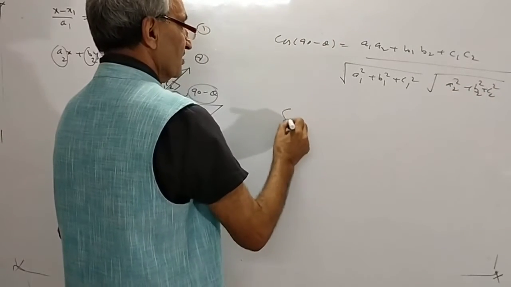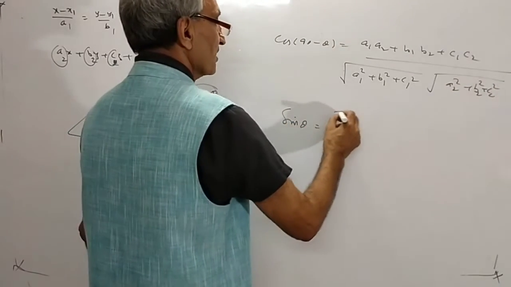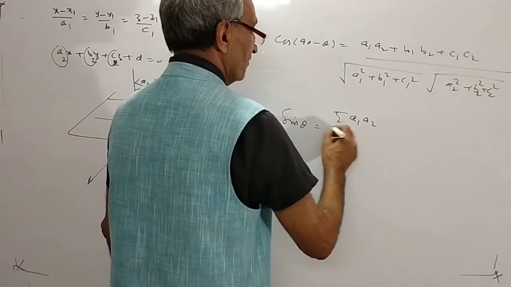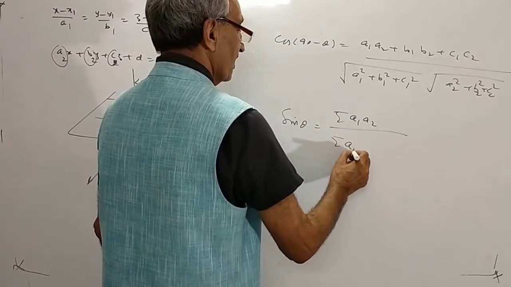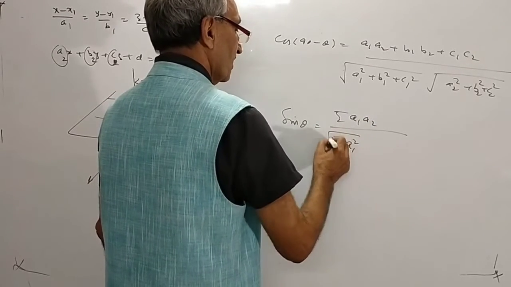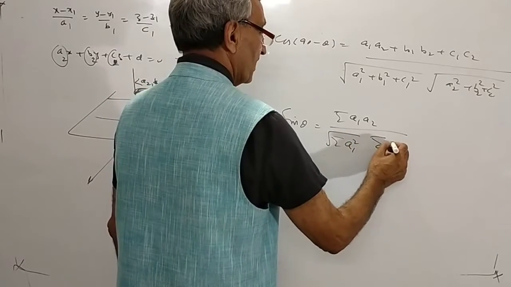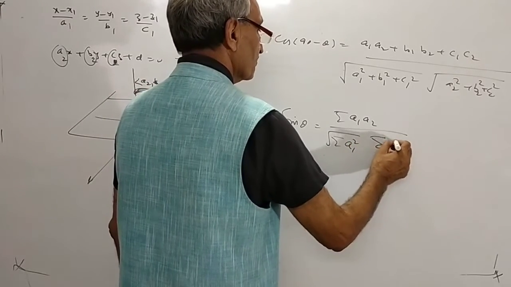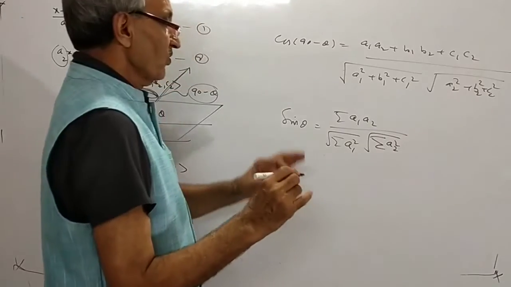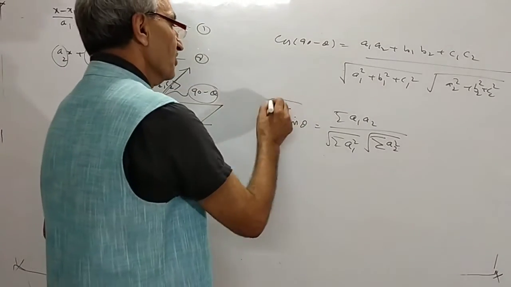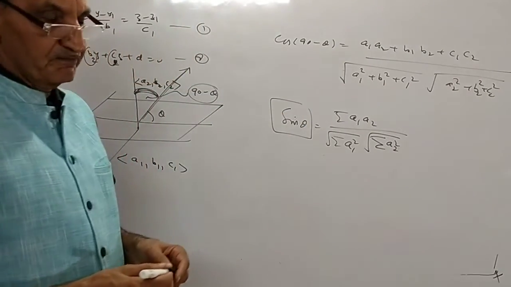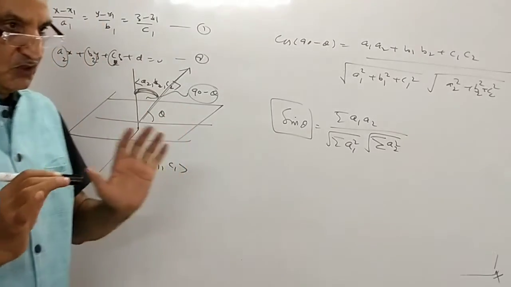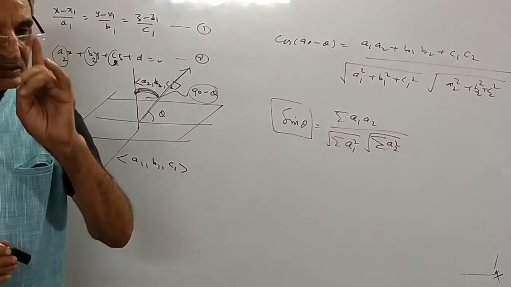This is here, and sin theta is equal to (a1a2 + b1b2 + c1c2) divided by the square root of the summation of a1 squared, and under root a2 squared. Here we use sin theta instead of cos theta. Okay, my next thing is this.